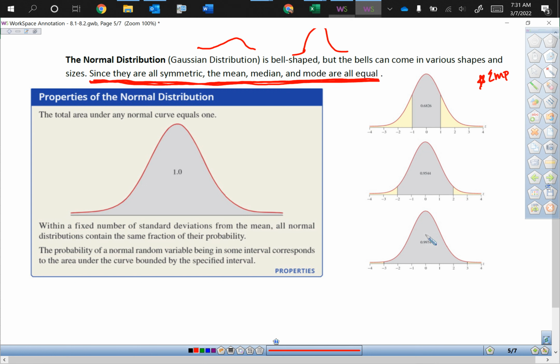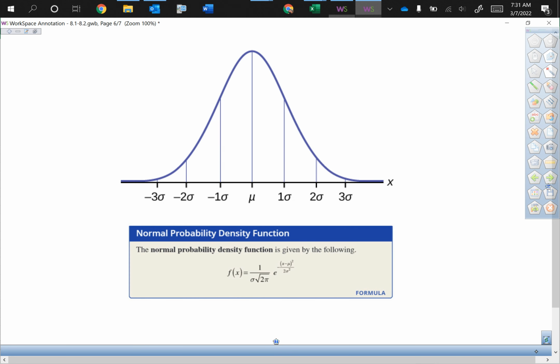On the next page, we have the normal curve here. We're going to put each measurement in these so you can use it to help you on your homework. Again, just a reminder, since it is symmetric, the mean, median, and mode are all equal. That's really important, and that is right here in the middle. And if you go 1 standard deviation to the right, 2 standard deviations, and 3 standard deviations, and then the same thing as -1, -2, and -3.